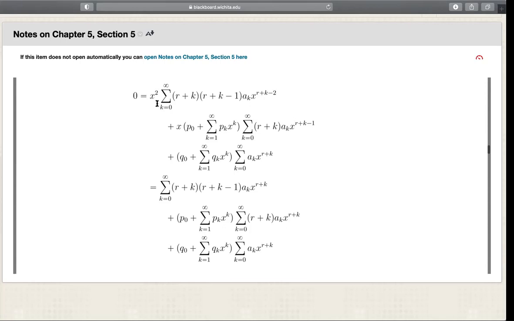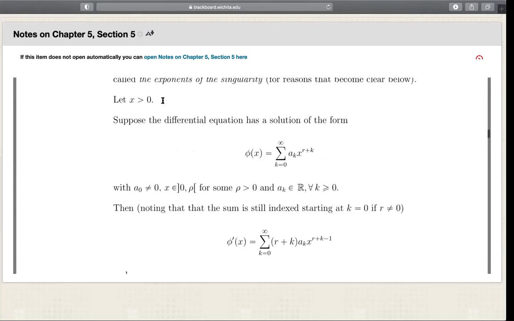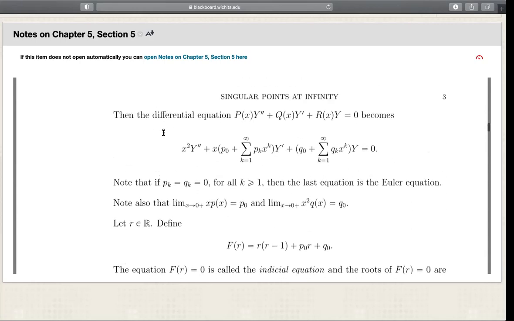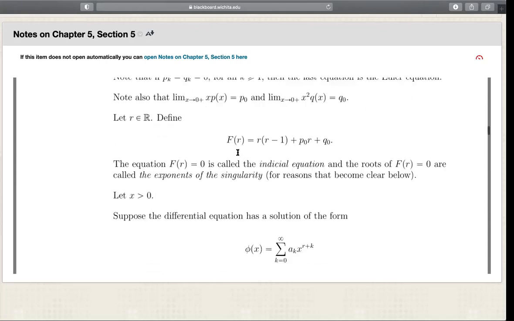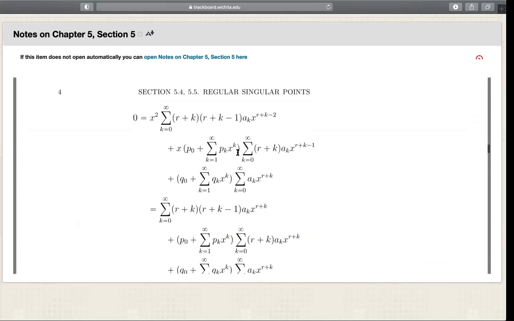When you do that, remember we had x squared because, let me go back here. We write the thing like this. It's the second line on page 3. I write the equation like this. So I have an x squared out in front of the y double prime. I have an x out in front of the power series p, and I have the q power series out there. And so now I'm going to go down and show you that here. Here's the x squared. Here's the x.